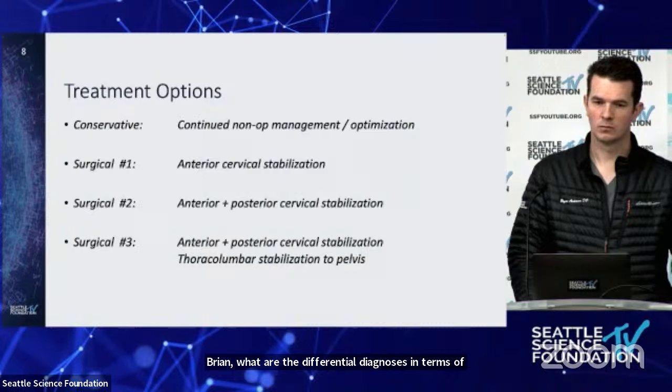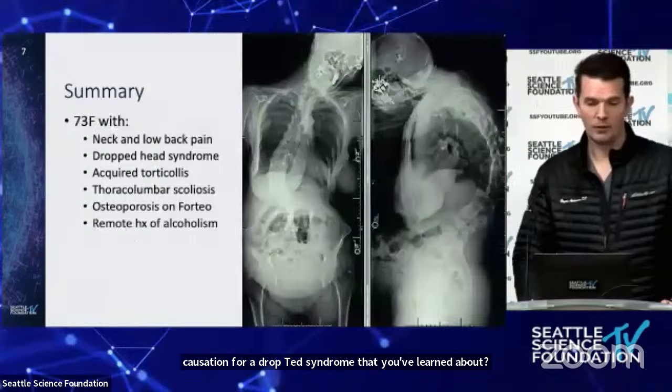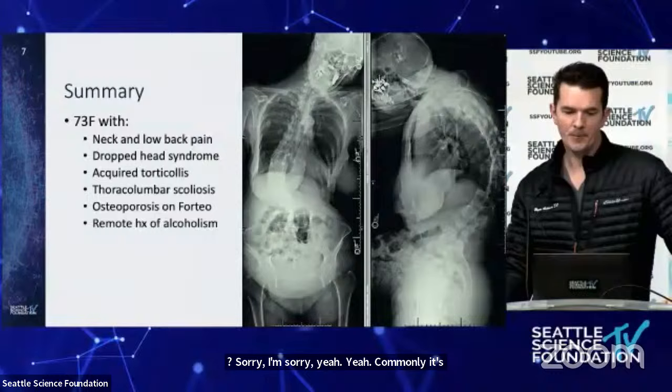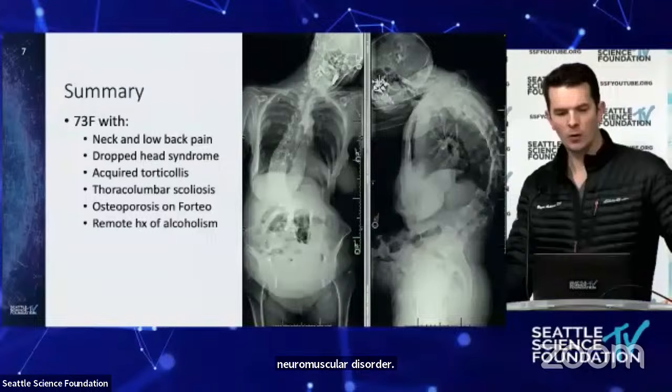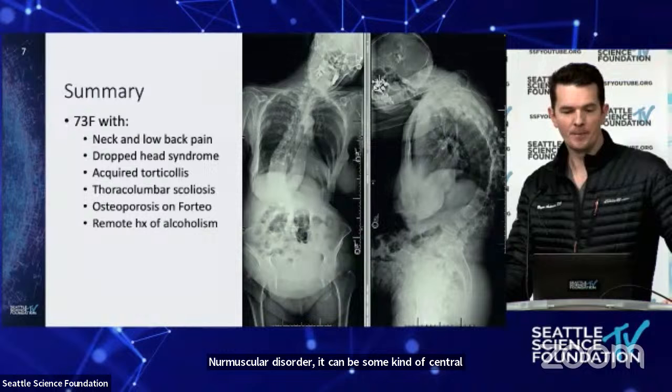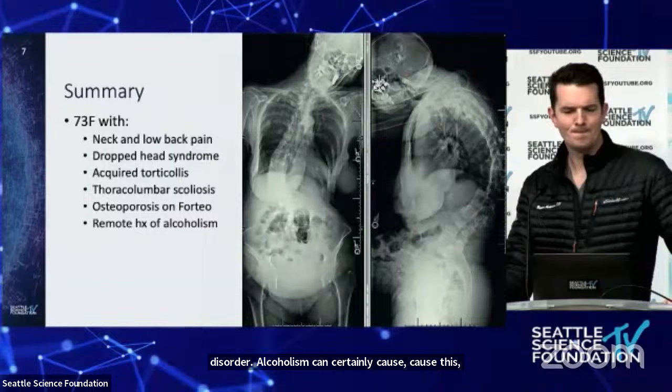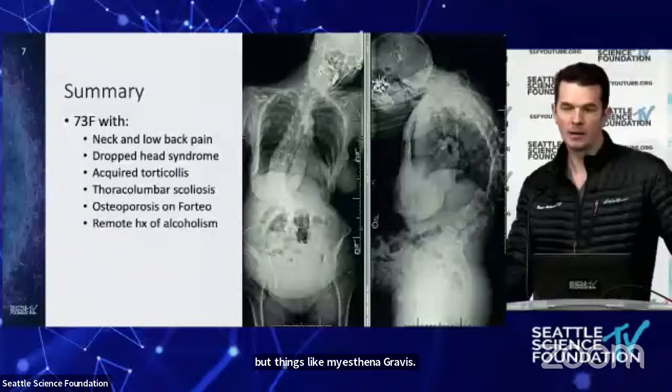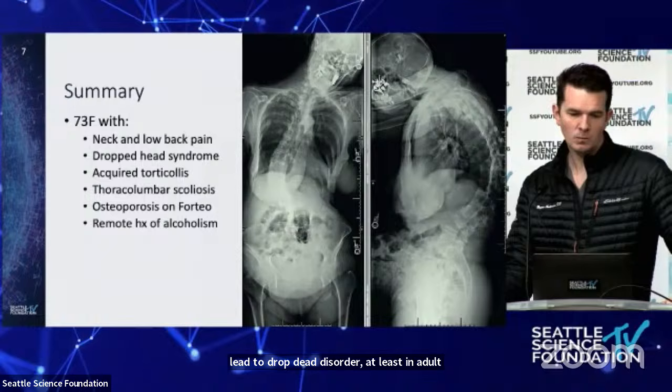Yeah, so... Can you go back to that summary slide? Yeah, commonly it's a neuromuscular disorder. It can be some kind of central disorder. Alcoholism can certainly cause this, but also things like myasthenia gravis, Parkinson's, or some kind of myopathy can lead to dropped head disorder, at least in the adult population.